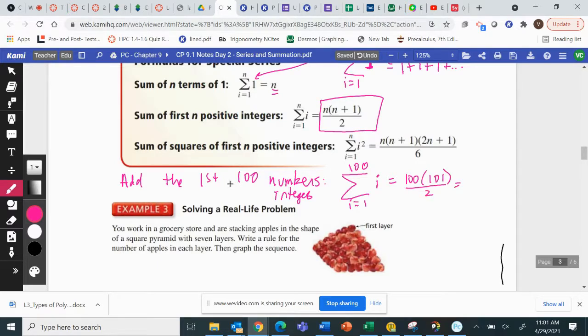This is a non-calculator question. 10100 divided by 2 is 5050.